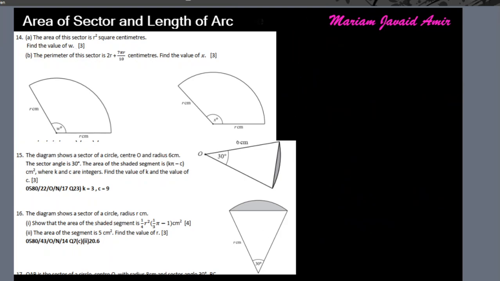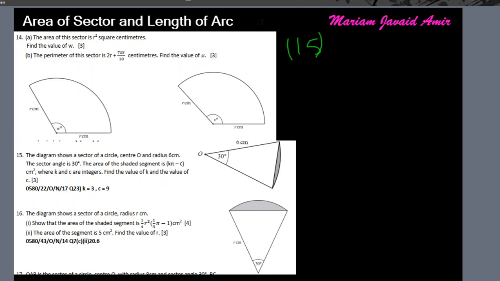Okay, question 15. The diagram shows a sector of a circle, center O, radius 6 centimeters. The sector angle is 30. The area of the shaded segment is k pi minus c, where k and c are integers. Find the value of k and find the value of c.